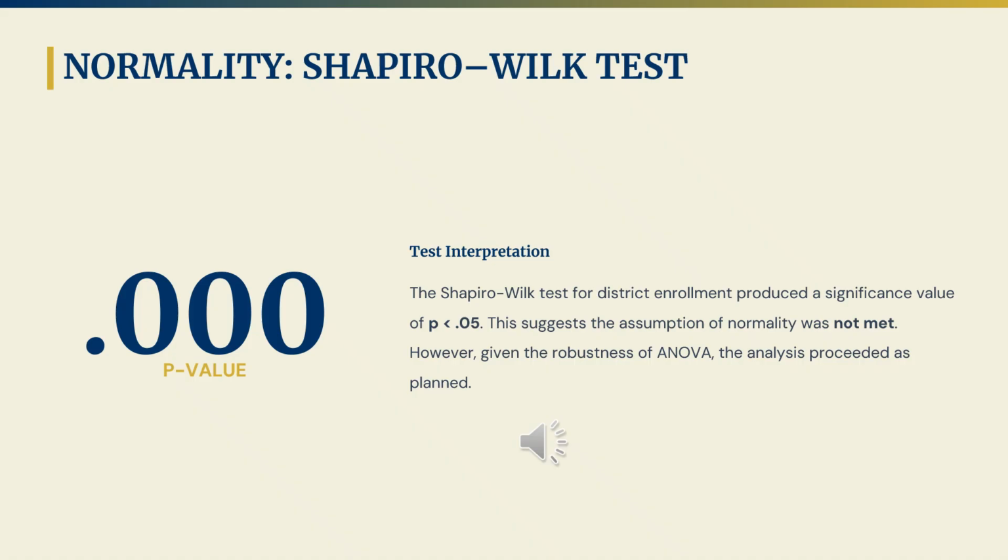In slide 5, I will be explaining the normality assumption, Shapiro-Wilk test. To assess normality, I examined the Shapiro-Wilk test results for district enrollment within each region. The Shapiro-Wilk test produced a significant value of p less than 0.001. Since this value is less than 0.05, the assumption of normality is not met. Despite this outcome, I proceeded with the ANOVA because the test is robust to violations of normality.